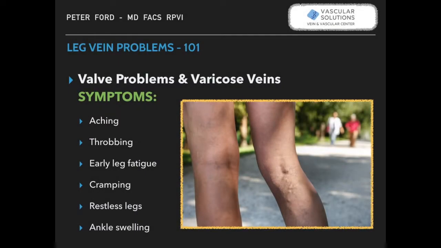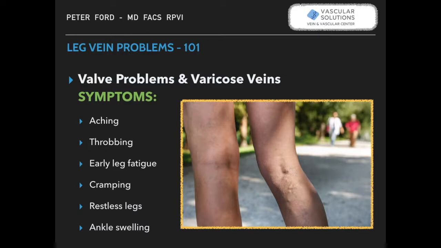Many people with vein valve problems may be asymptomatic and may be unaware that they have vein valve problems. When symptoms are present, symptoms tend to start out as low-grade and pretty nonspecific, and most patients are unaware that the aches and pains may be related to vein issues. Common symptoms include aching, throbbing, heaviness, and early fatigue. These symptoms tend to be worse towards the end of the day, or if you have been on your feet for prolonged periods of time.